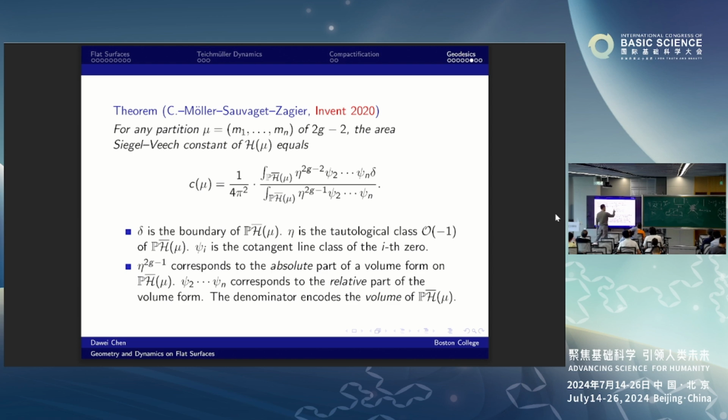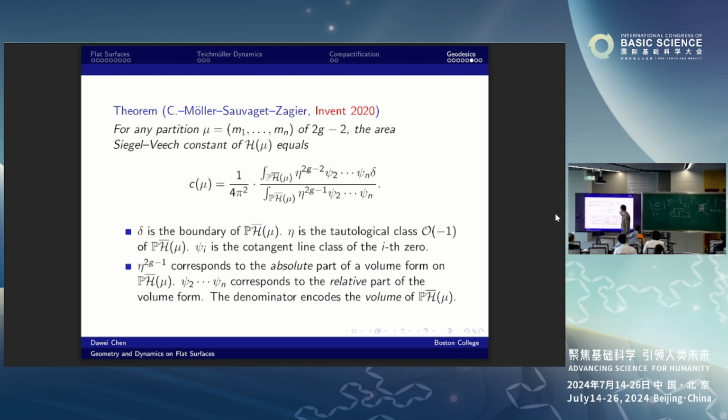And the top actually governs how this cylinder degenerates when you pinch the core curve. So you can see when you pinch the core curve of the cylinder, it will lead to some nodal singularity. So that's why this boundary parameterizing nodal surfaces appears.